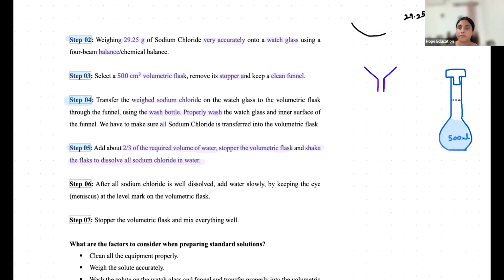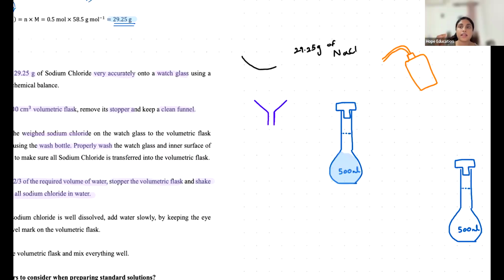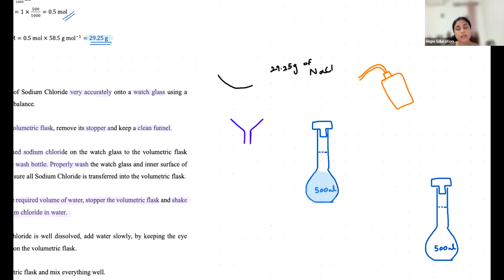Okay, so I have a question. Why can't we add NaCl directly without water and add water later? That is, why can't we put the NaCl on the watch glass directly into the volumetric flask? Good question. There's a major reason why we cannot do that. Think about it now. So this is my volumetric flask, let's say, and I keep a funnel here. And I pour what's on my watch glass like this.